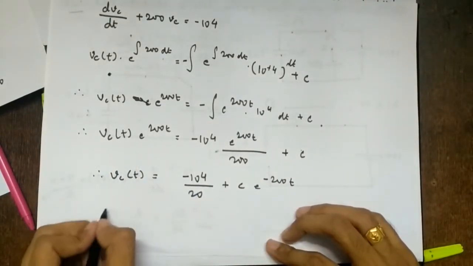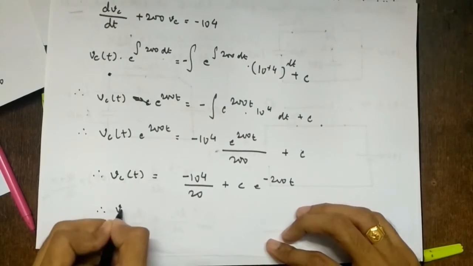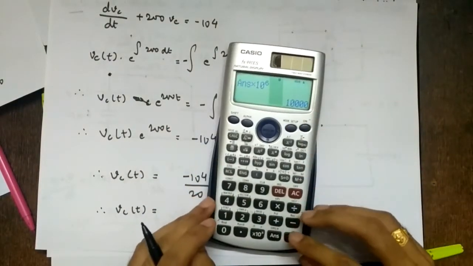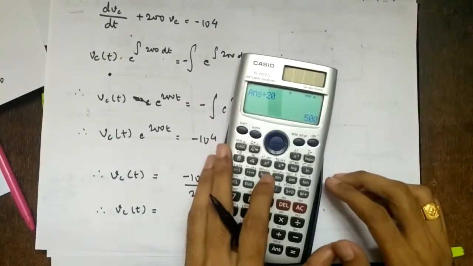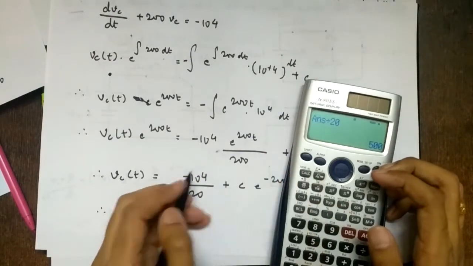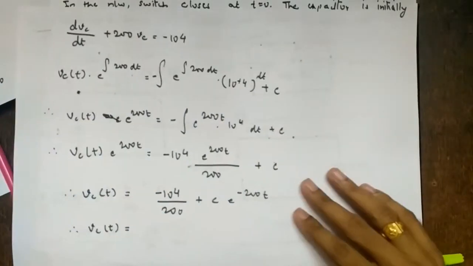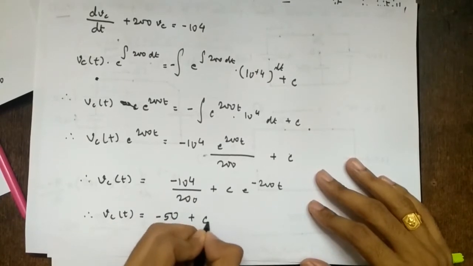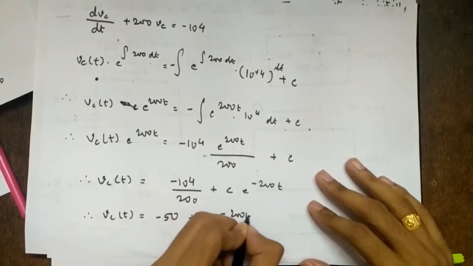Why? Because I want Vc of t. So therefore Vc of t equal to 10 raised to 4, divided by 200. Sorry, it is 200, so it will be 50. So minus 50 plus c e raised to minus 200t.